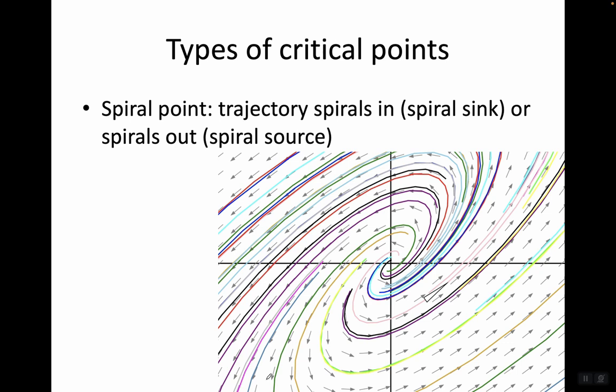A spiral point looks like this. So we have the trajectory spirals in. So maybe it's spiraling in, that would be a spiral sink, or it spirals out. In this case, you can look at the arrows and see that it's spiraling out. In that case, it would be a spiral source. So if you're going in, we call it a sink. You can think of it as stuff going down the drain. And if it's spiraling out, in other words, if you've got something like this happening, it's a source.